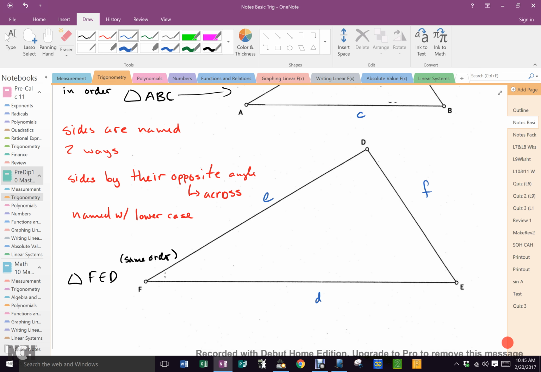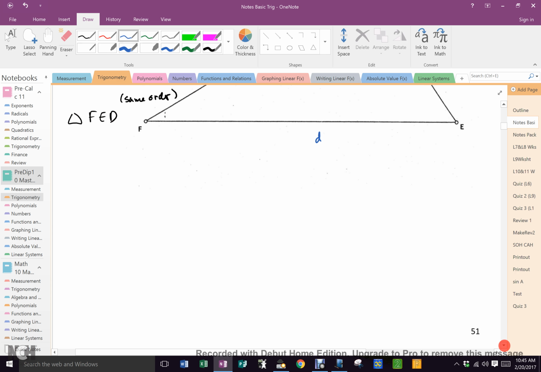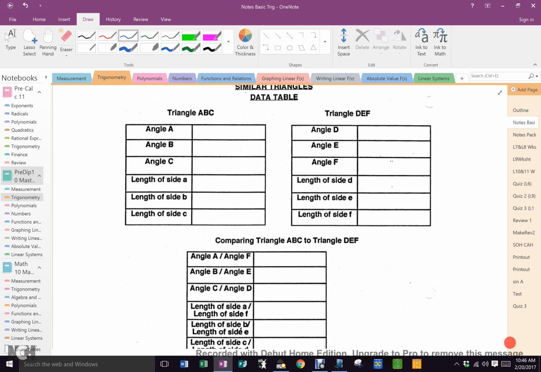Okay, your job right now is, if you have one, please measure side A, B, C, and D, E, F. If you have a ruler, measure it. Somebody measure it so we can give that number to everybody else. Somebody's got a ruler. Somebody just measure them, please.